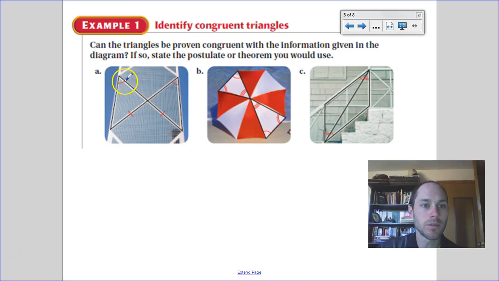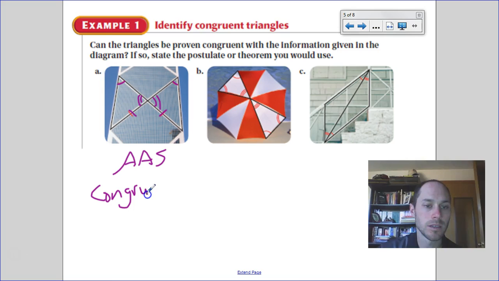So the first one, we have an angle congruent to this angle, a side congruent. We also have vertical angles. So that's another angle. So we have angle, angle, side. So we'd say yes, that is congruent by the angle, angle, side congruence.